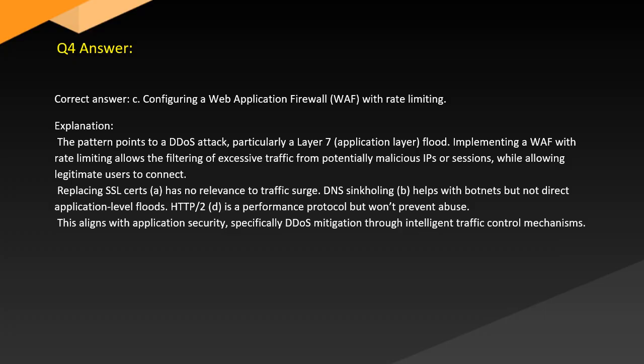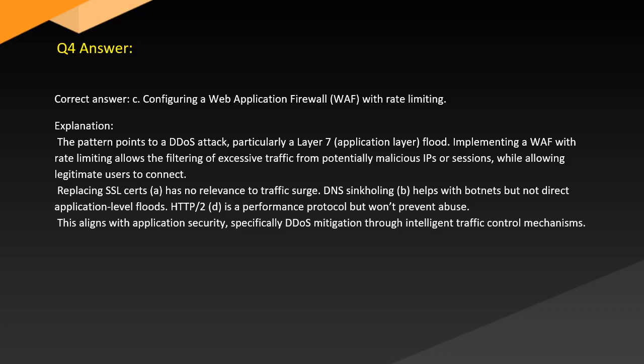Answer. Correct answer, C. Configuring a web application firewall, WAF, with rate limiting. Explanation. The pattern points to a DDoS attack, particularly a Layer 7 application layer flood. Implementing a WAF with rate limiting allows the filtering of excessive traffic from potentially malicious IPs or sessions while allowing legitimate users to connect. Replacing SSL certs has no relevance to traffic surges.